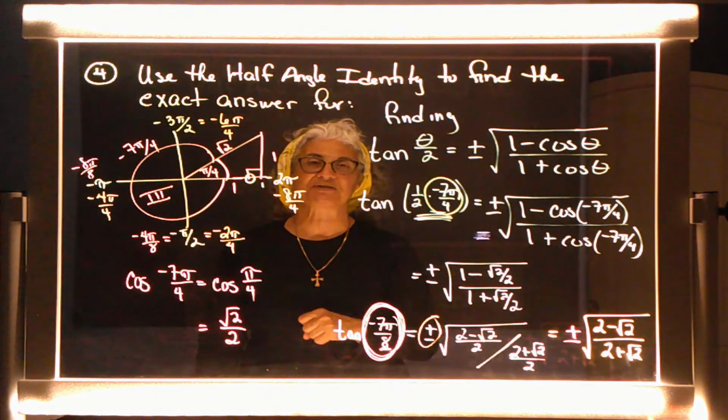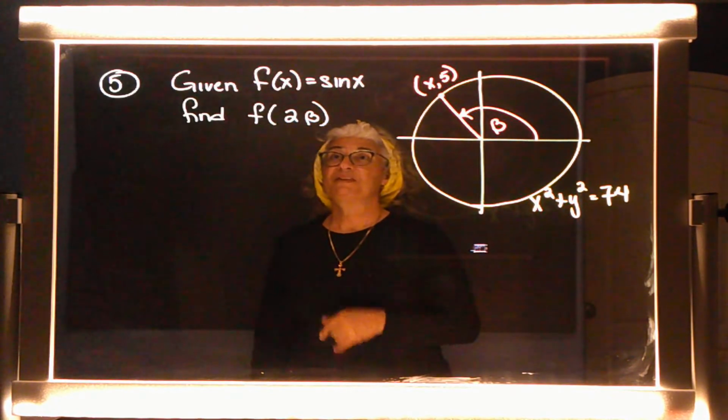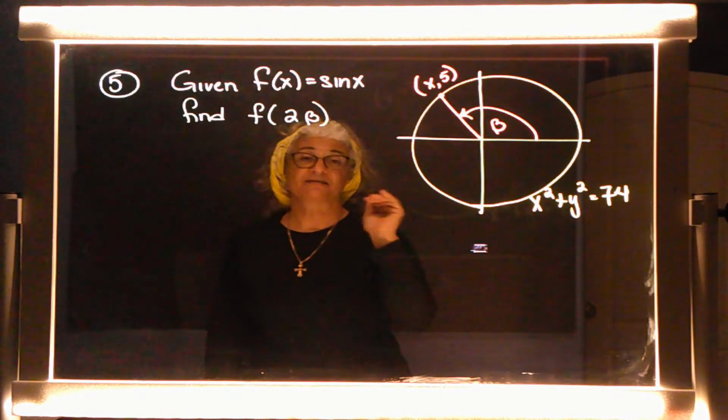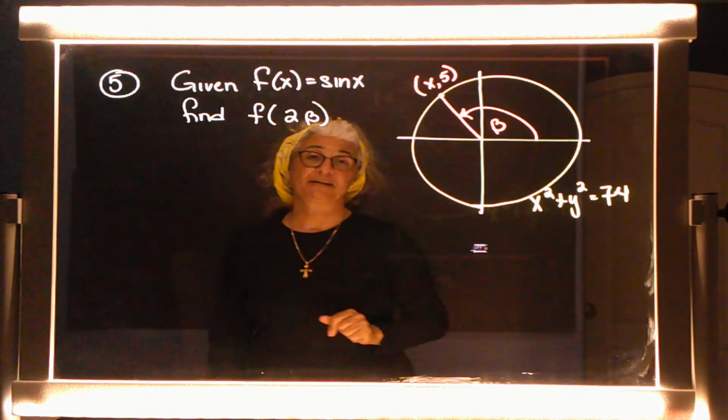Got another problem for us. Okay, so let's look at this next example. They say, given that f of x is the sine of x, they would like you to find f of 2 beta.